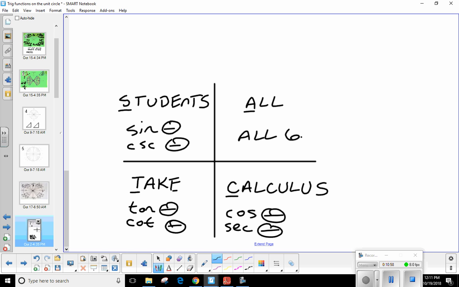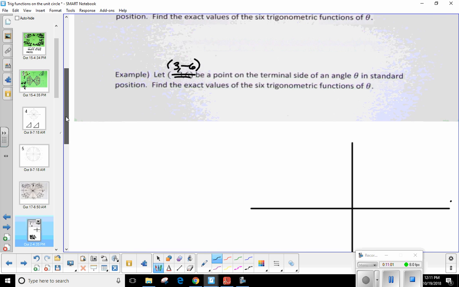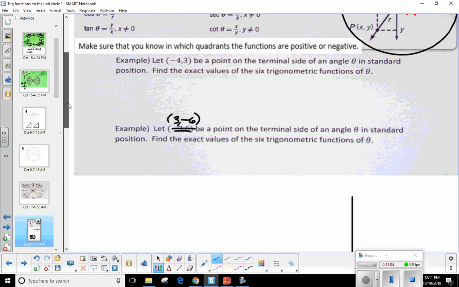So we want to be thinking about those trig functions when we begin to evaluate them, because that's going to be real important. So let's say we take a look at this. Let -4, 3 be a point on the terminal side of an angle theta in standard position. Find the exact values of the 6 trig functions of theta. Now this is something that we're already used to doing. It's just we have to create the triangle now. Let me show you what I mean.